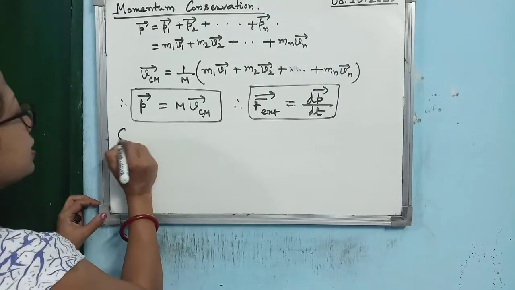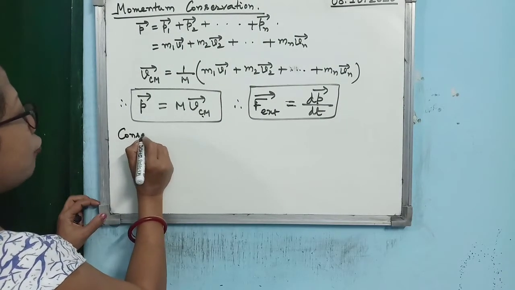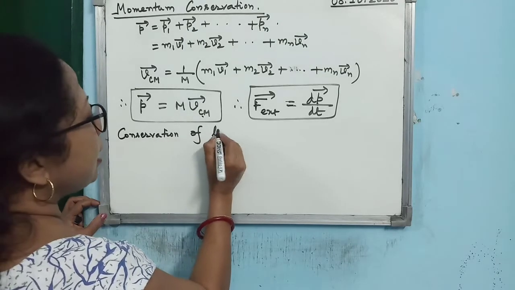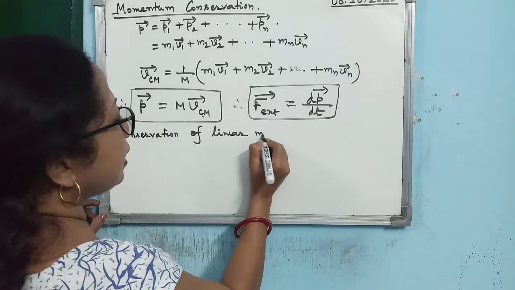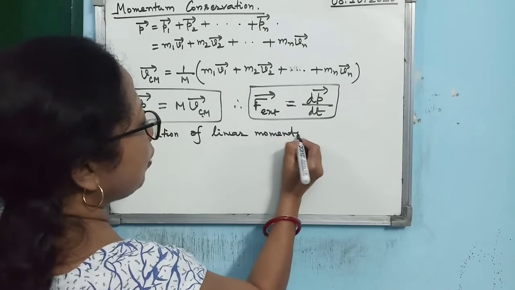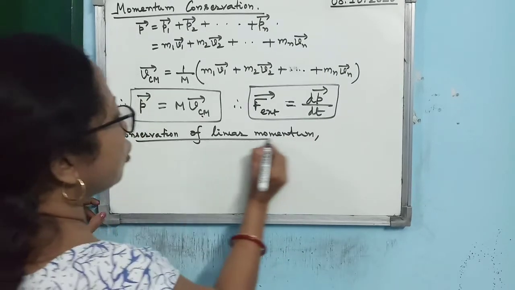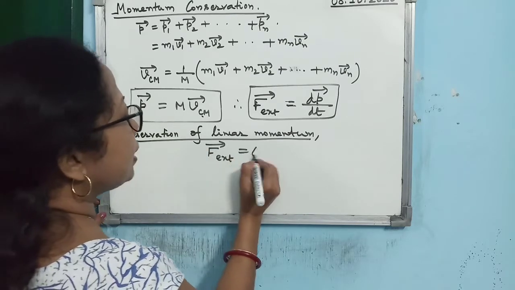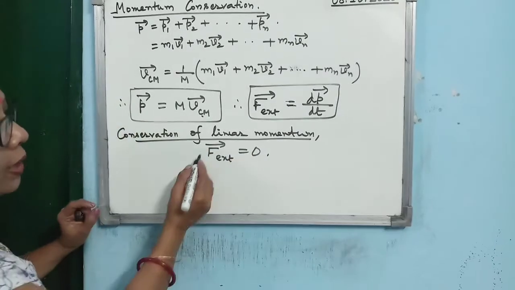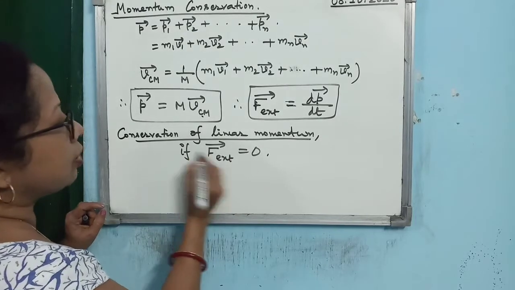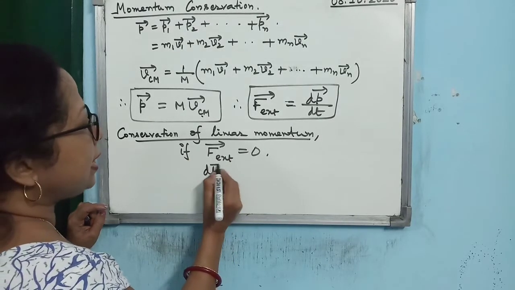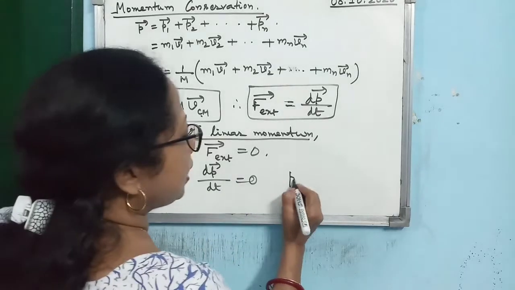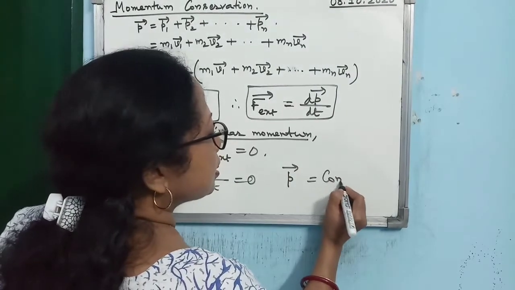Now if you consider the conservation of linear momentum, I hope you remember that in the last chapter I taught you that when the external force acting on the system is 0, then the total momentum remains constant. So you see, if the external force acting on the system is 0, then dP/dt is equal to 0. So dP/dt equal to 0 means P is constant.